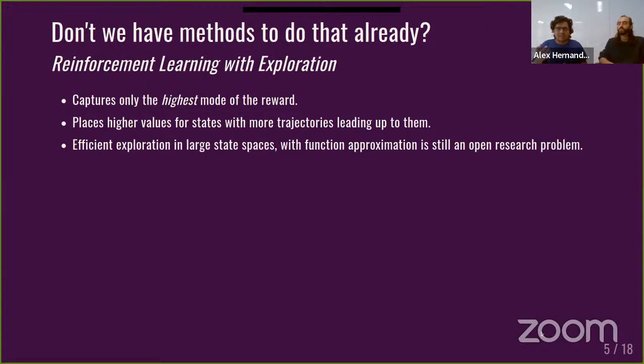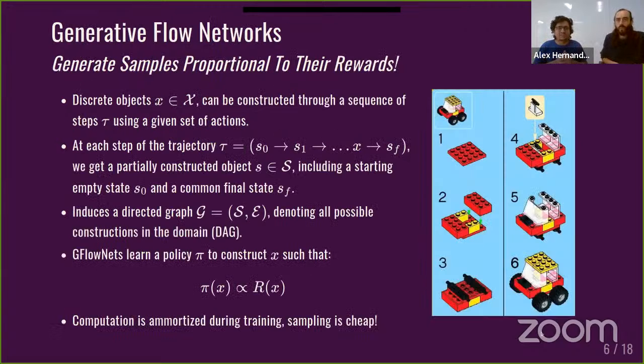We have a lot more discussion about this in the paper, but I will just skip over it for now. These are some challenges, and this is what motivated the need for a new method, which combines a lot of aspects from MCMC as well as reinforcement learning. This is what we call generative flow networks.